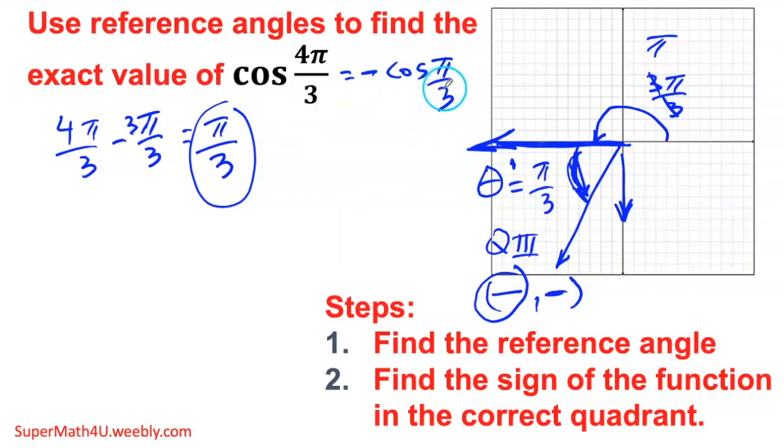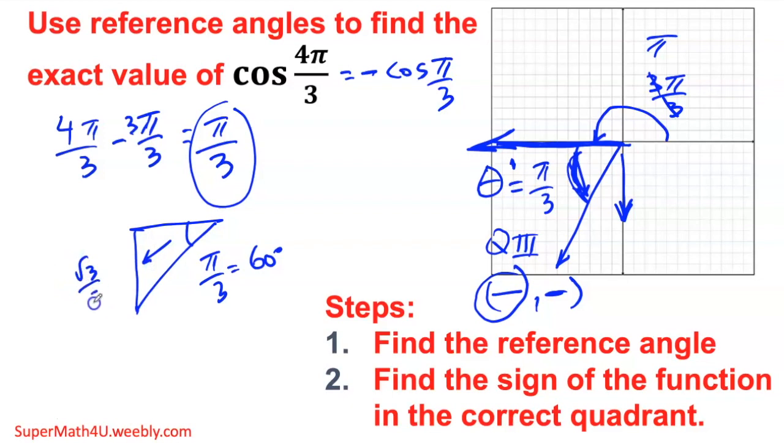Now, what's cosine of pi over 3? That's the correct question. So pi over 3, let's make this triangle. Here we go. Okay, and this is pi over 3. Don't forget that pi over 3 is the same as 60 degrees. So this is 60, opposite is square root 3 over 2, and adjacent is 1/2. And what I'm looking for is cosine. My cosine is the x value, so it's 1/2. Therefore, negative cosine of pi over 3 is negative 1/2. That's my final answer.